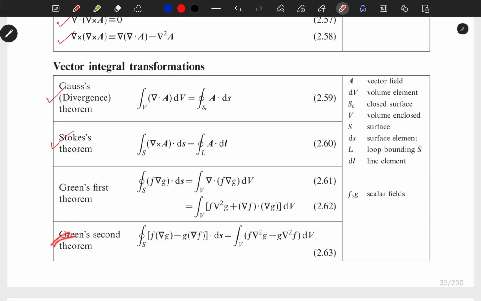And Green's first theorem and second theorem will just break down these formulas into other terms. So f grad g dot ds will be transferred to a volume integral with a divergence. So this formula it will follow, and then we'll just use the distribution law to get the final form. So we don't have to remember that.